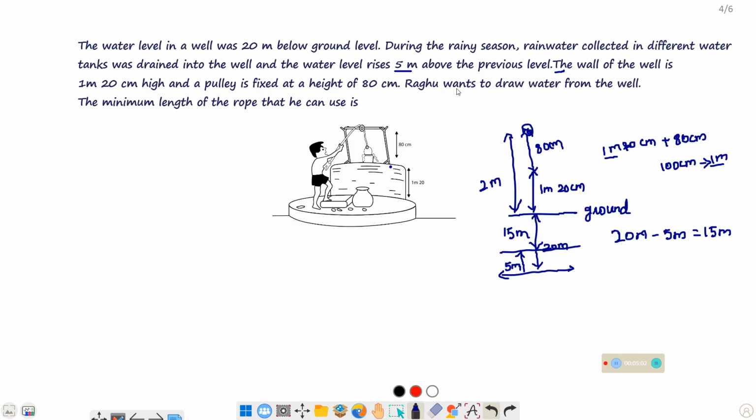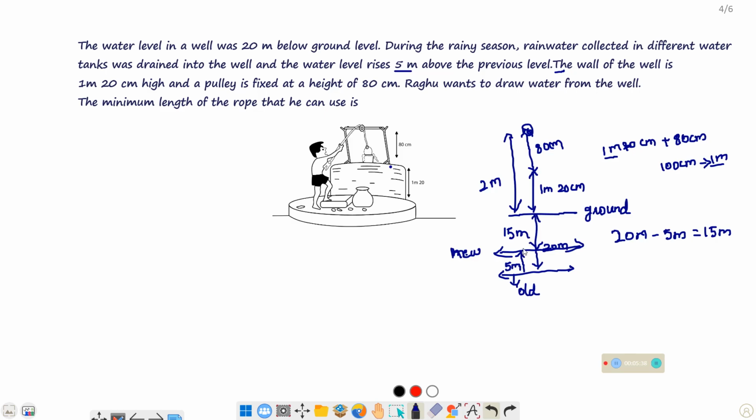And now Raghu wants to draw water from the well. Actually, the water is over here. This is the old height of the water level from the ground. This is the new height of the water level. So this is where the water is. Okay. So now Raghu wants to draw water from the well. The minimum length of the rope he can use is, what should be the minimum length so that he can pull some water from the well?